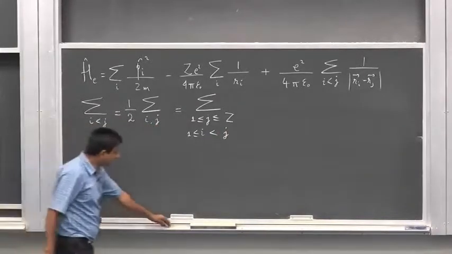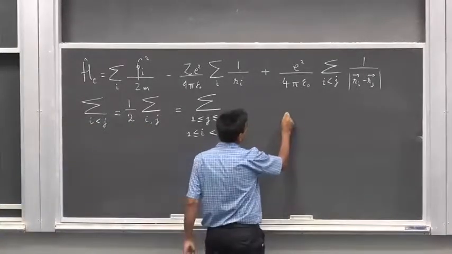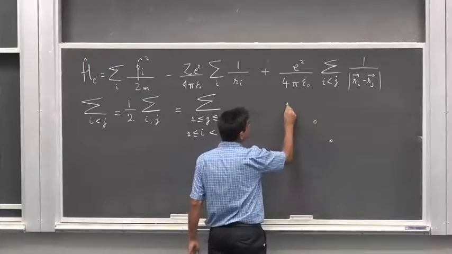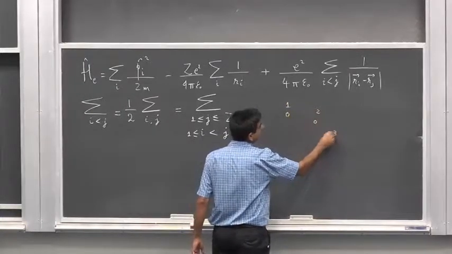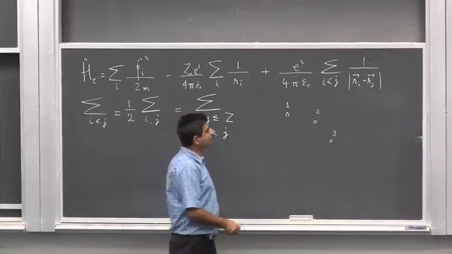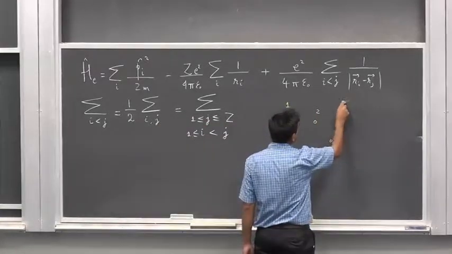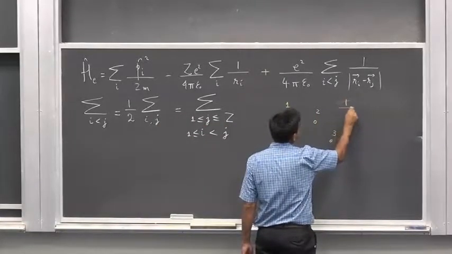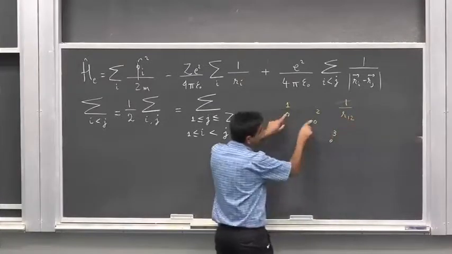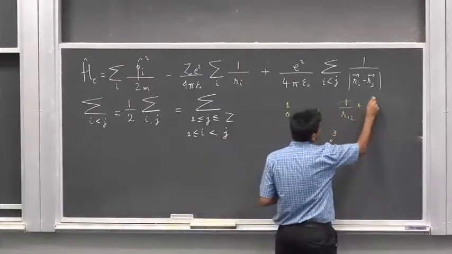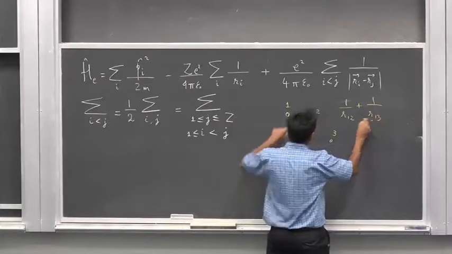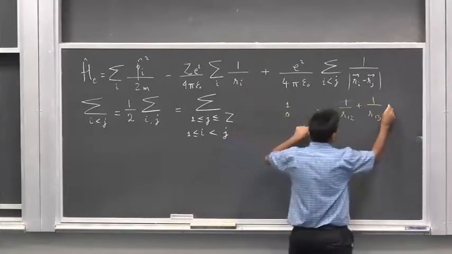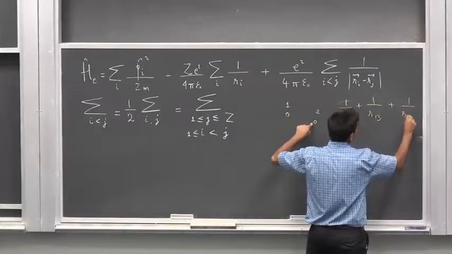Now, suppose you have 3 electrons, 1, 2 and 3. So what you would like to do, you would like to form a sum of 1 over R12, which is this distance, plus 1 over R13, which is this distance, plus 1 over R23.